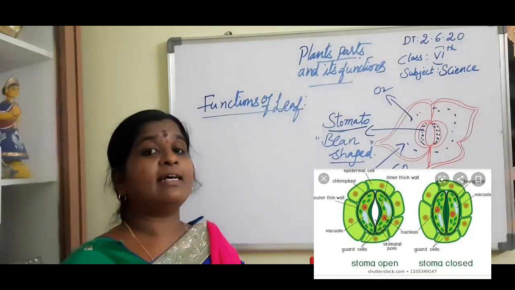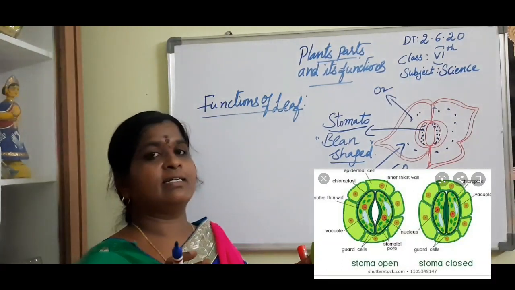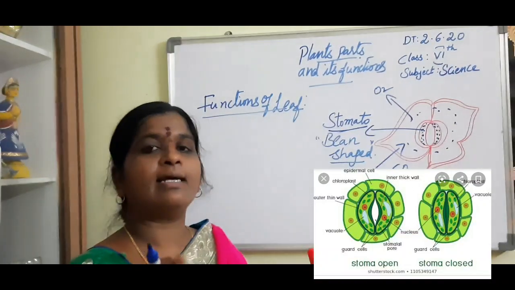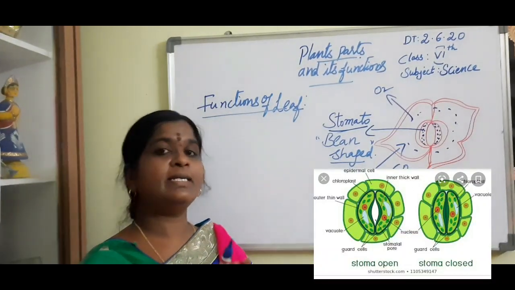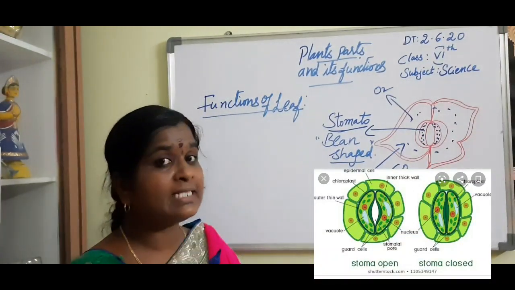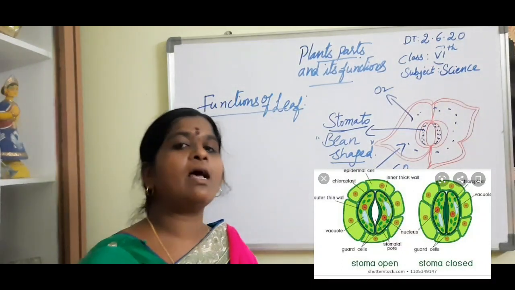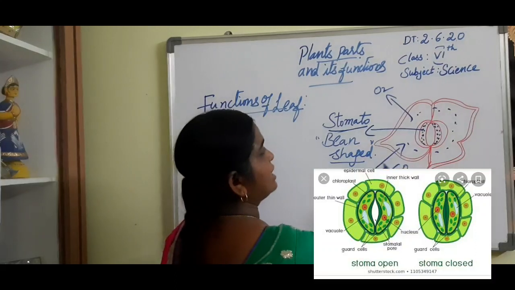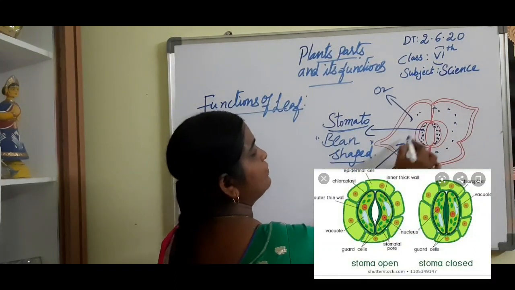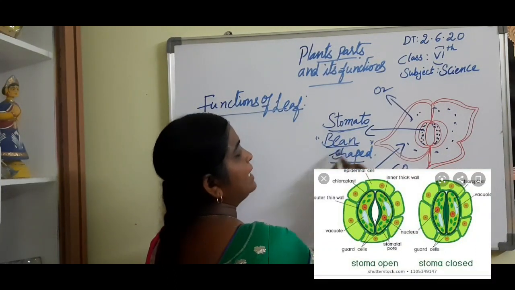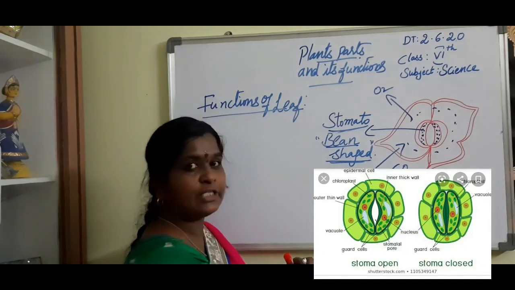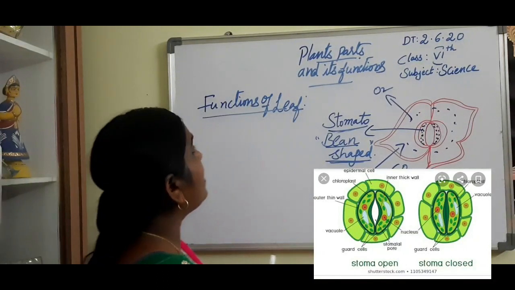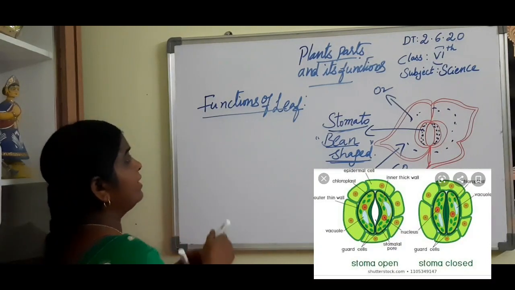Okay. So they are the lungs of the earth. Trees and plants, what role do they play? They are the lungs of the earth. That means exchange of gases takes place between the plants and the atmosphere. Okay, this is the structure of the stomata. Which shape is it? Bean shape. Understood?